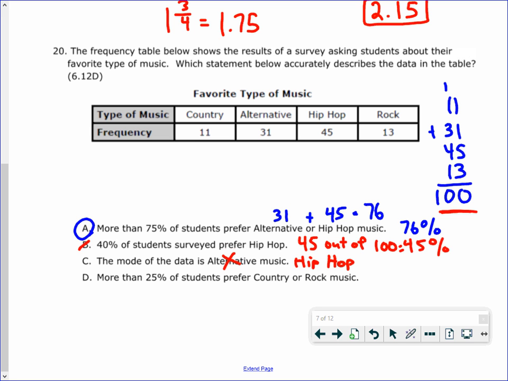More than 25% of students prefer country or rock music. Country is 11. Rock music is 13. That's 24 out of 100. So 24%. So that one's wrong. And there you have it. Our answer is A.